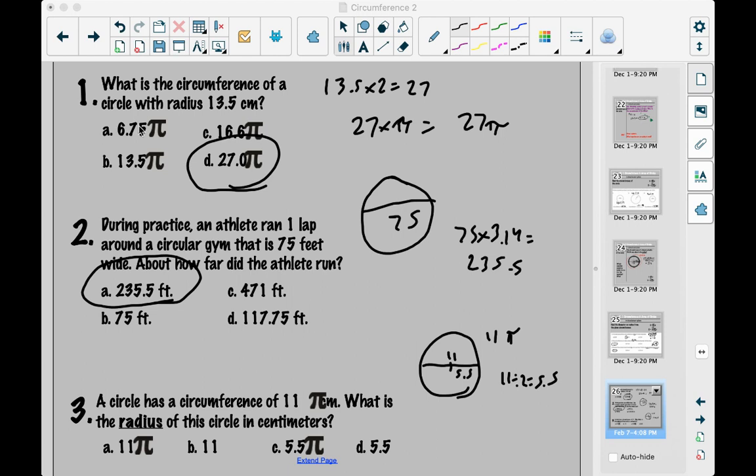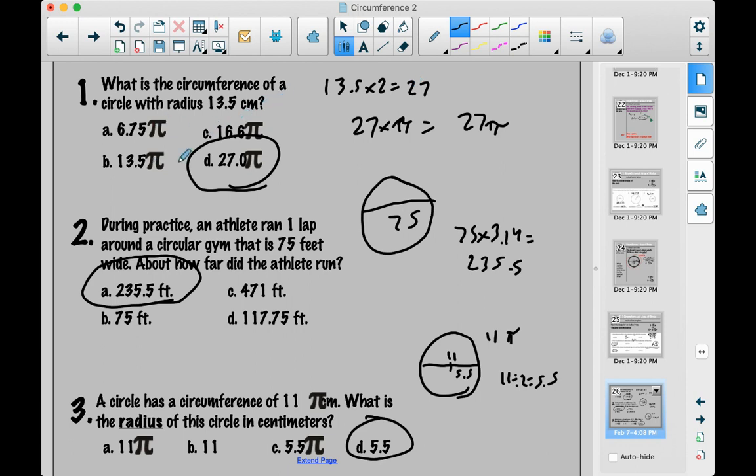All right. So let's check out these. Hopefully you got D, A, and D for your answers. So let's check them out. So the first one, what is the circumference of a circle with radius 13.5? So this one's pretty straightforward. We're given the radius. We want to find the circumference. Remember, if given the radius, we first double it to find the diameter. 13.5 times 2 is 27. And then we would multiply that by pi.